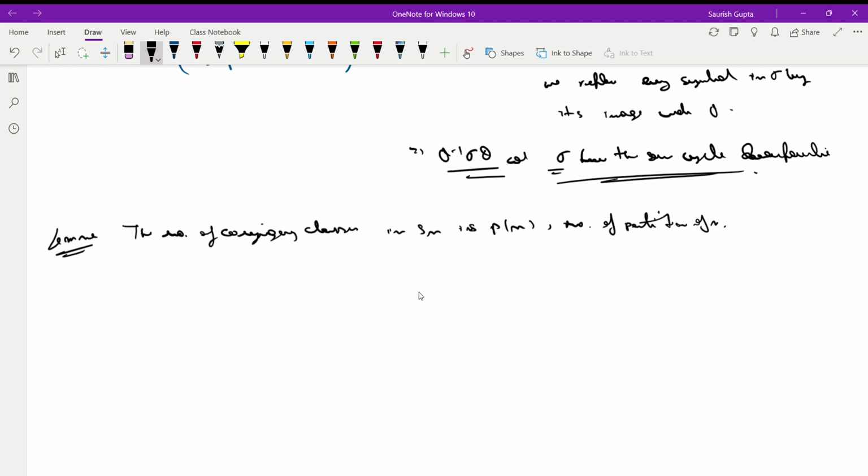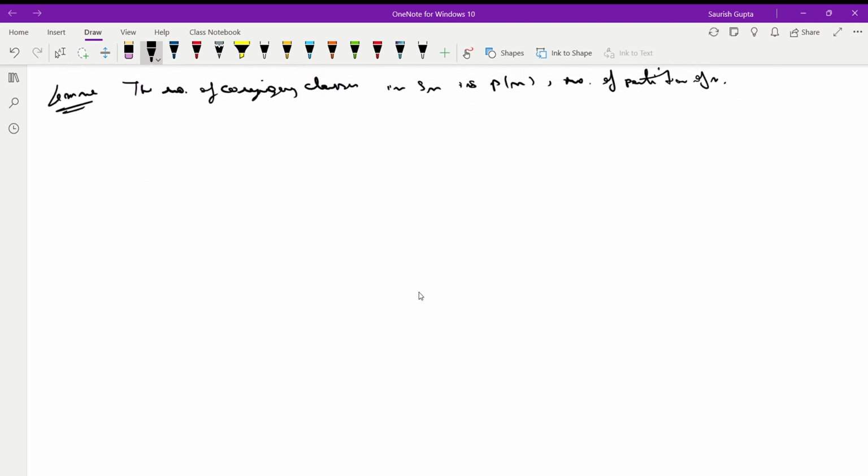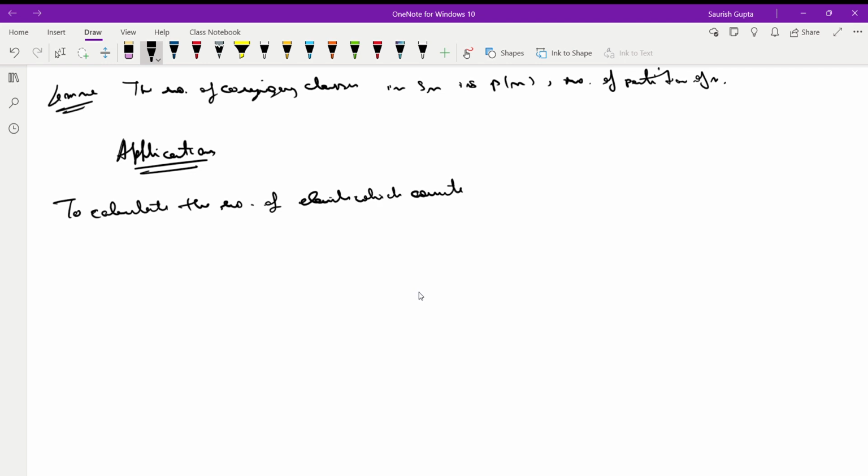Clear? Okay. Finally, we will end this lecture with two simple applications of the class equation. So let's say applications. I want to find the number of elements which commute with the 2 cycle 1 2 in Sn. To calculate the number of elements which commute with 1 2 in Sn.